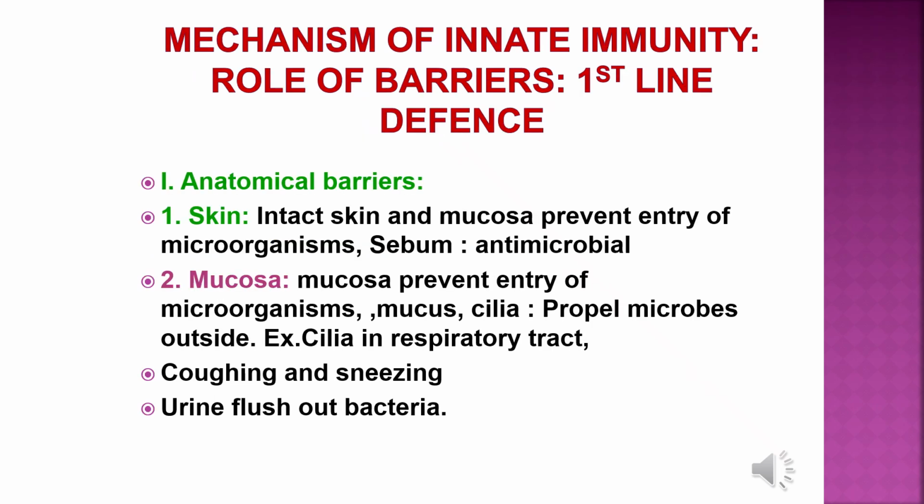The mechanism of innate immunity is the first line of defense. Examples: first is anatomical barrier. Skin, mucosa. Intact skin and mucosa prevent entry of microorganisms. The sebum present in skin is antimicrobial. The mucosa prevents entry of microorganisms. Mucus and cilia present in the mucosa propel microbes outside, for example, cilia in the respiratory tract. Then coughing, sneezing, and urine flush, all these mechanisms remove bacteria.